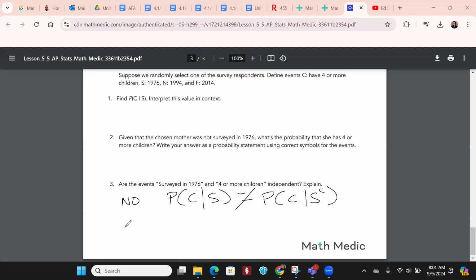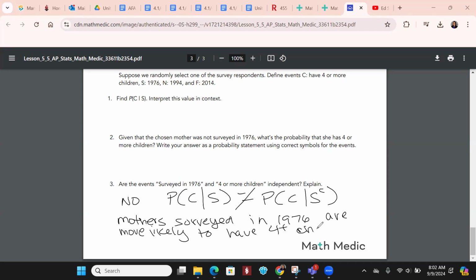So we would need to interpret what that means. So we would say mothers surveyed in 1976, are they more likely to have 4 or more children or less likely to have more children? Okay, 1976 are more likely to have 4 or more children than moms not in 1976.